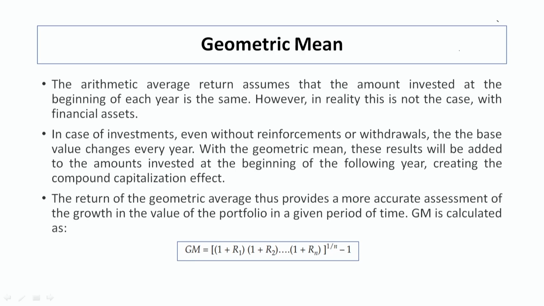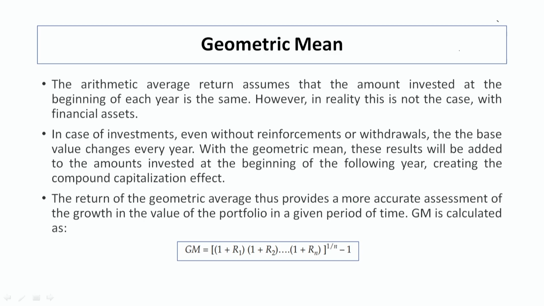Next concept is geometric mean. The arithmetic average return assumes that the amount invested at the beginning of each year is the same. So, in case of arithmetic mean, we are assuming that every year we are going to invest only 1000 rupees and whatever amount of return we are getting, we are not adding it in. But in case of geometric mean, we are actually compounding this particular effect.